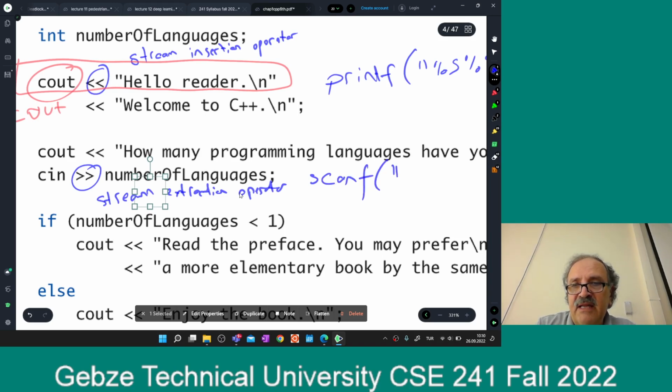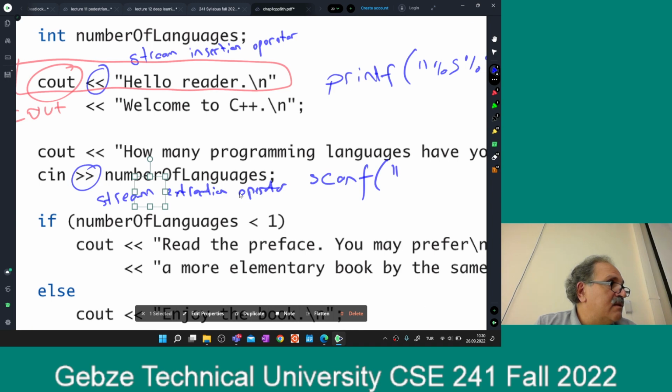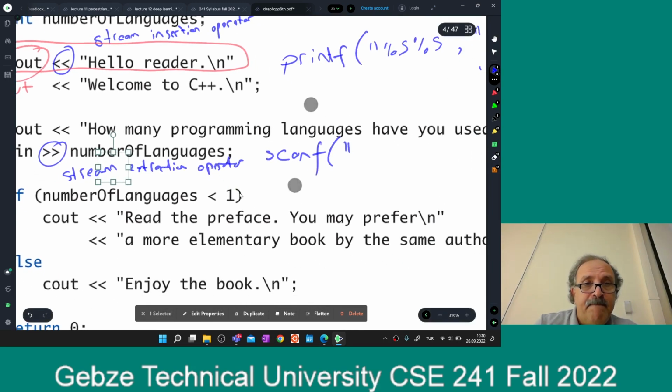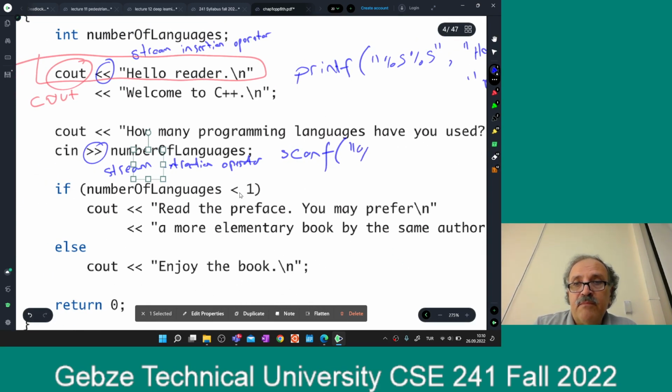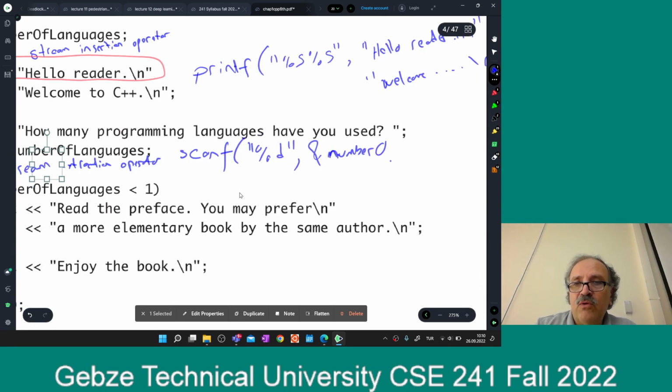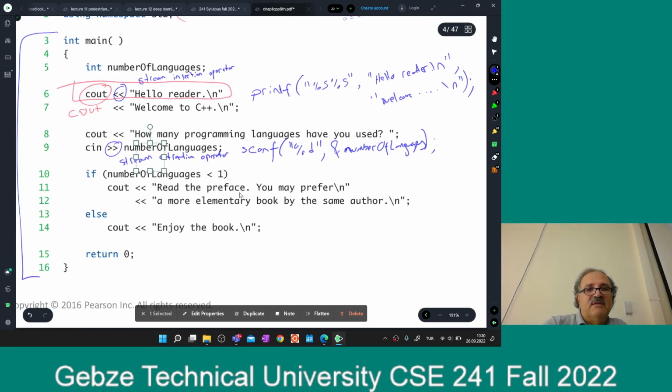scanf, and then what? scanf, %d, and what? Ampersand, don't forget this. You know what happens when you forget that one, right? Ampersand and the number of languages. This is the corresponding C statement.